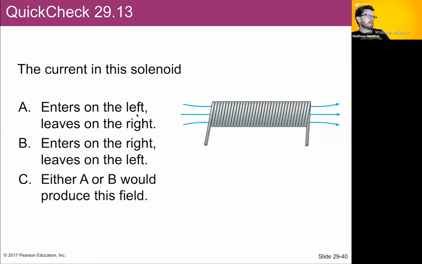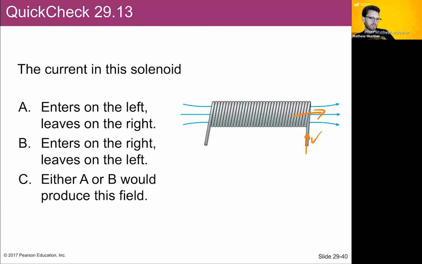Okay, let me go ahead and end. Most of you selected that it enters on the right-hand side and leaves on the left. Well, let's see. If it enters on the right-hand side, that means the current is flowing in this direction. I can use my right-hand rule. I can curl my fingers in the direction of the current, so it goes behind the solenoid to start and then wraps around. My thumb points in the direction of the magnetic field. Right, so this gives me the correct answer.